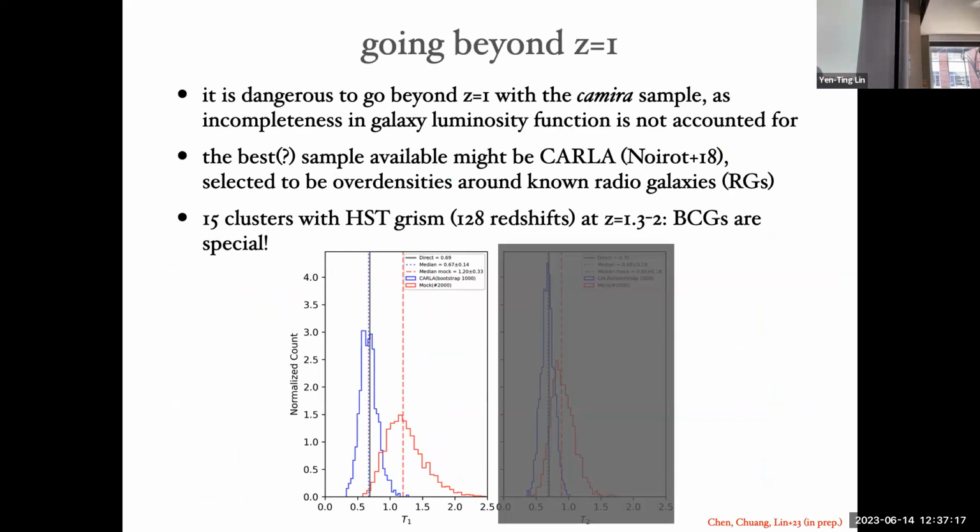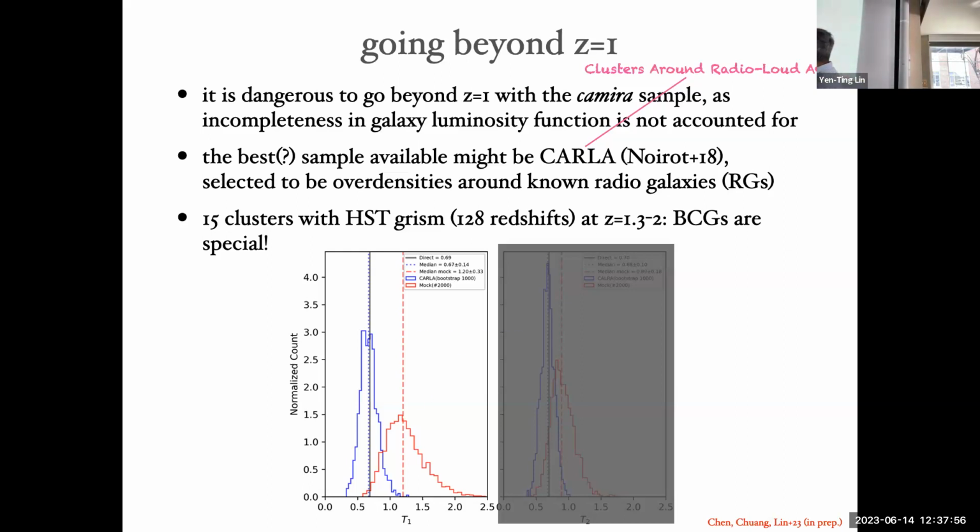Well, it's dangerous to do this with MaxBCG because beyond redshift 1, the incompleteness in the galaxy luminosity function is not accounted for. So it seems to me the best publicly available sample for this purpose is the CARLA sample, which stands for Clusters Around Radio-Loud AGN. And the CARLA team has made publicly available their HST grism data, which includes 128 redshifts in 15 clusters at redshift between 1.3 and 2.